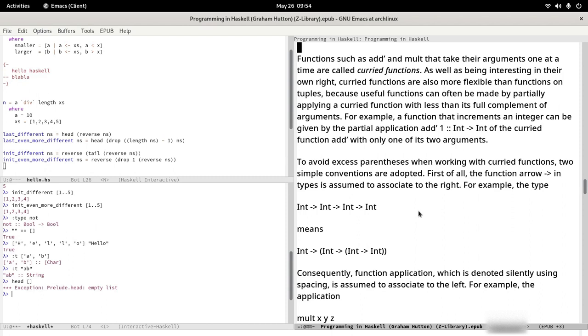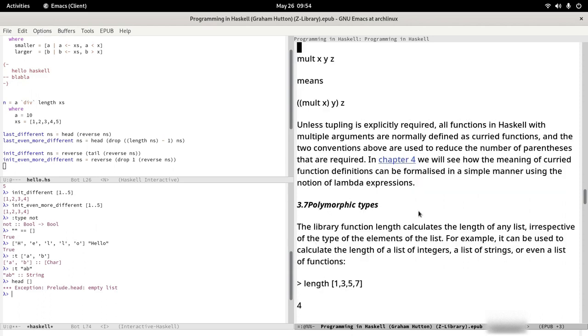To avoid excess parentheses when working with curried functions, two simple conventions are adopted. First of all, the function arrow in types is assumed to associate to the right. For example, the type int -> int -> int -> int means int -> (int -> (int -> int)), the same with parentheses. Consequently, function application, which is denoted silently using spacing, is assumed to associate to the left. For example, the multiplication mult x y z means ((mult x) y) z.